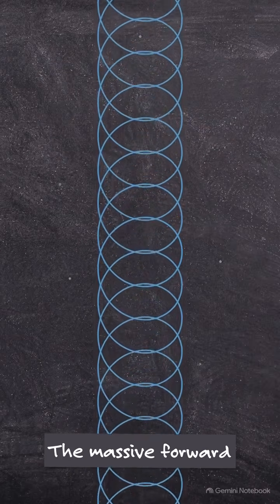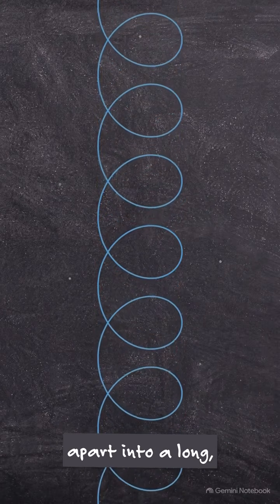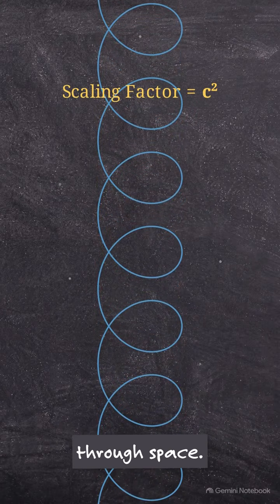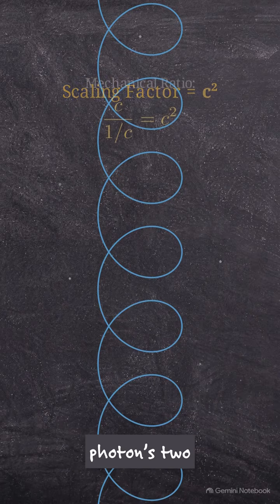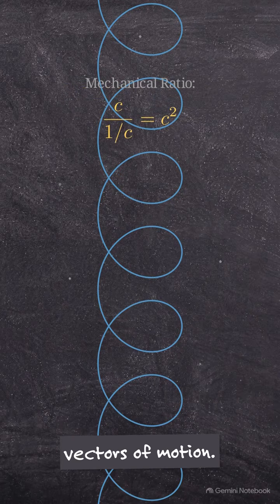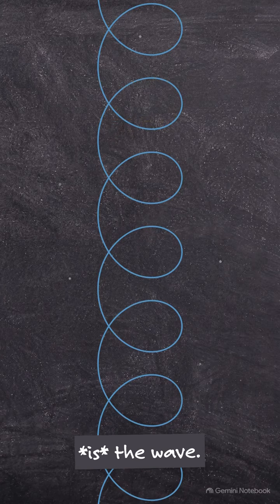The massive forward speed physically stretches those tight spinning loops, pulling them apart into a long, undulating path through space. The scaling factor that turns that tiny spin into a massive wave is exactly c squared. It's the mechanical ratio between the photon's two vectors of motion, which means the photon isn't a particle carrying a wave. The spinning particle's stretched motion is the wave.